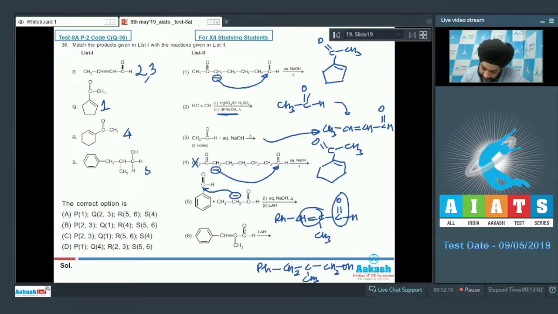So S will be matched with 5, and if you look at the 6th reaction, the 6th reaction is also the same as the 5th reaction. After the aldol conditions, this product is obtained in the 5th reaction. Okay. So the S option will also be matched with the 6th option. So students, if we look at the correct matching for this question, we can clearly see that we have to mark the correct answer as option B.